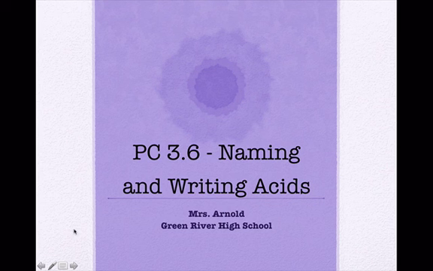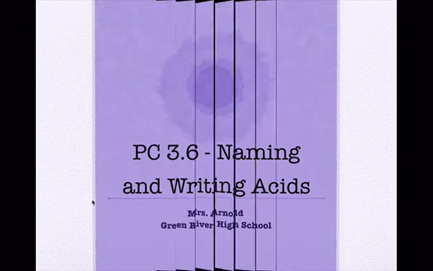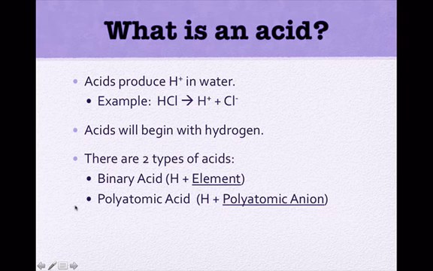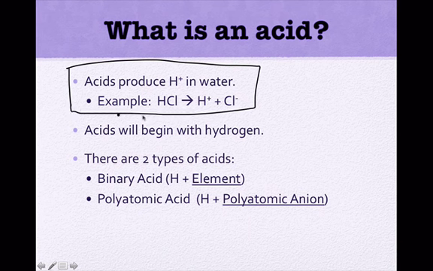Okay, this is podcast 3.6 for chemistry, and we're going to talk about how you name and write acids. So the first thing you need to know is what is an acid, and a very simple definition of an acid is right here. Acids produce H+ in water. Usually when you have a strong acid, it dissociates completely in water. What that means is when it goes in, so I have HCl, it splits up into its anion and cation, and that's what happened here. HCl will split apart and you'll get the H+ and the Cl-. So when we're producing H+, that tells us we have an acid.